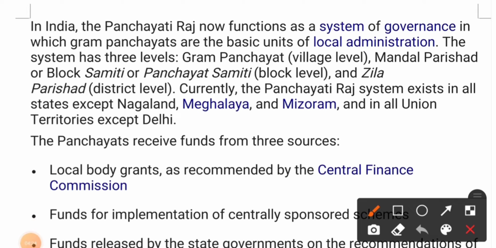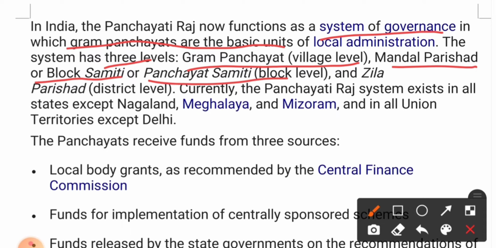In India, the Panchayati Raj now functions as a system of governance in which the Gram Panchayats are the basic units. Okay, Gram Panchayats are the basic unit of local administration. The system has three levels that we have already discussed: the Gram Panchayat at the village level, the Mandal Parishad or Block Samiti or Panchayat Samiti at the block level, and the Zila Parishad at the district level.